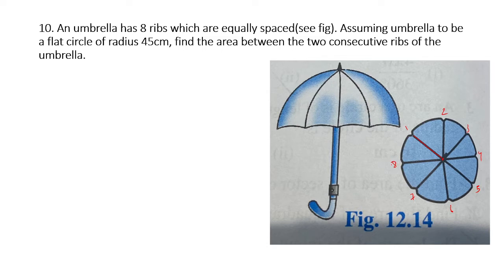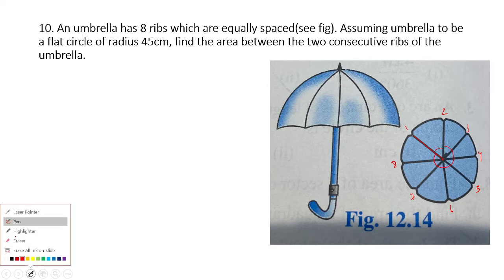Clear with that? The ribs are equally spaced. They're equally spaced, okay? So the space, they're all equal. That means equally spaced means the angles are going to be the same. Their angles are going to be the same. Assuming umbrella to be a flat circle of radius. So you assume this given.